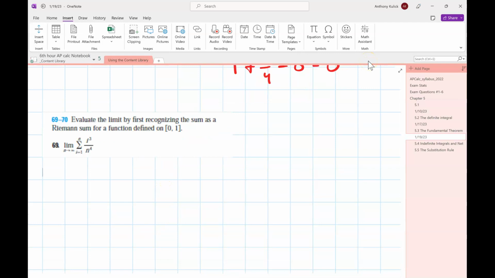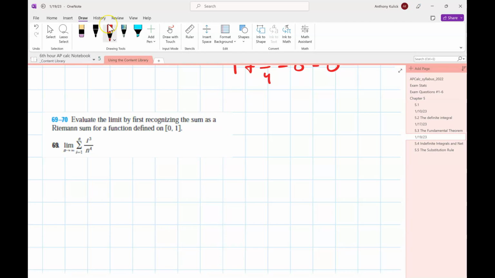Evaluate the limit by first recognizing the sum as a Riemann sum for a function defined on 0, 1. Okay. So let me double check and look at this. I think I know what it's asking us to do, but those directions are rather cryptic.